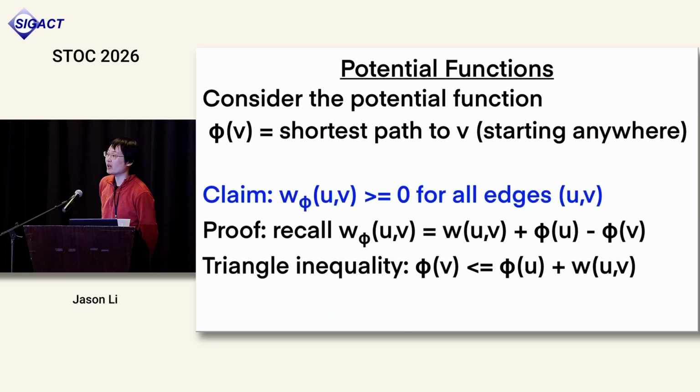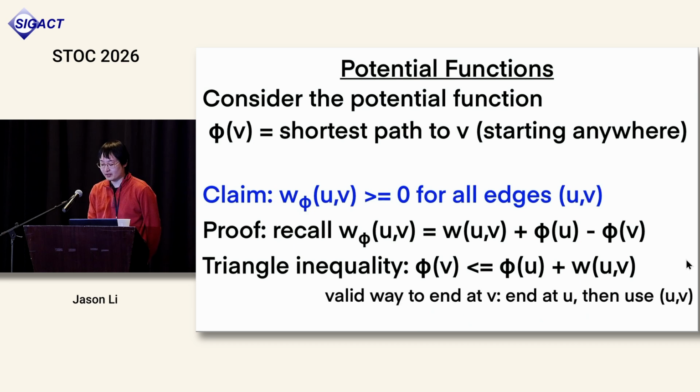And why is this true? Why are the new edges non-negative? It's just because if you use the definition and then use the fact that these are actual distances in the graph, then the triangle inequality essentially gives you that this is non-negative. Any questions so far? Okay, and if you're not familiar with triangle inequalities for distances, just think of it as: one valid way to end at v is to first end at u and then take the edge uv.